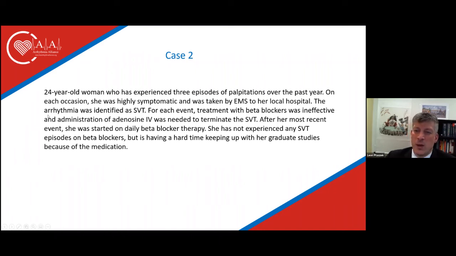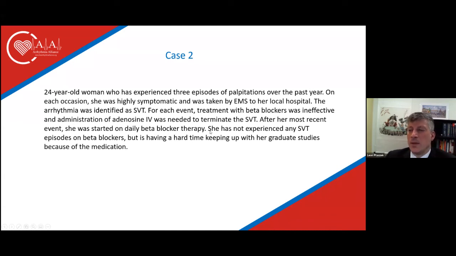And there she was evaluated by clinicians who identified her arrhythmia as a supraventricular tachycardia. And in each case, treatment with beta blockers or other medications was ineffective. So she underwent administration of adenosine intravenously, which terminated the supraventricular tachycardia. After her most recent event, she was getting very concerned and very nervous about the frequency and intensity of her episodes, so she was started on a daily beta blocker by her cardiologist.